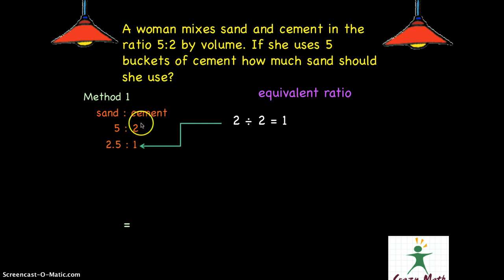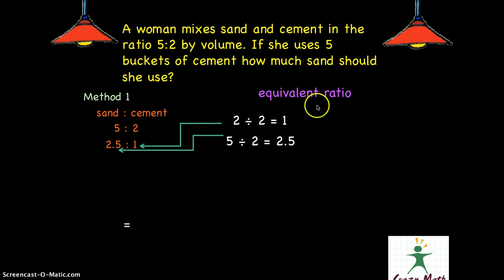Now, if we divide this by 2, that means that whatever we do to this number, we also need to do that to the other number. So if we divided this by 2, we need to divide 5 by 2 as well. So let's do that. 5 divided by 2 gives you 2.5, and that's how we got the number 2.5 there.